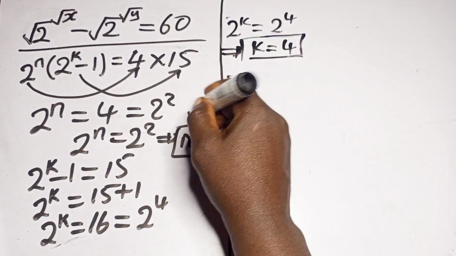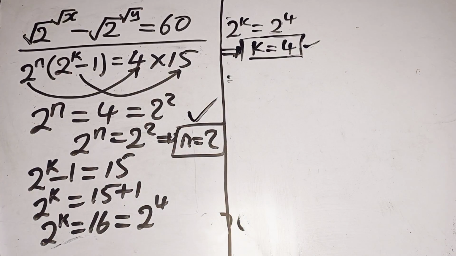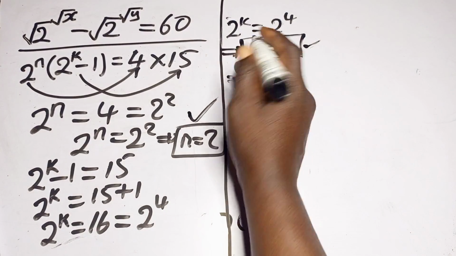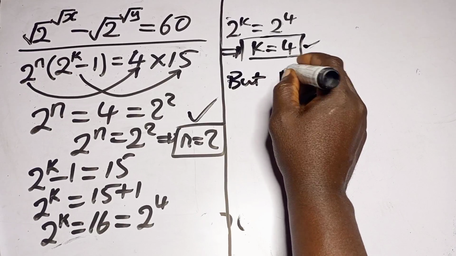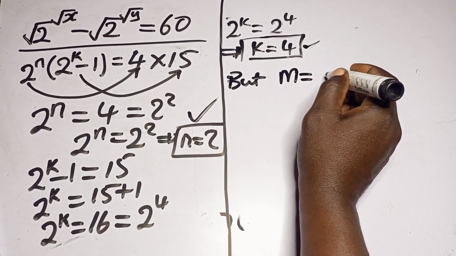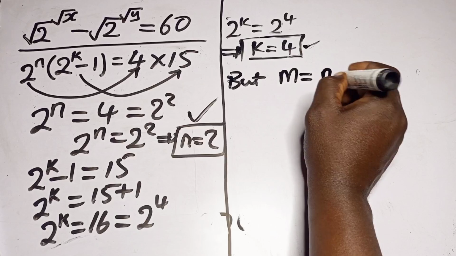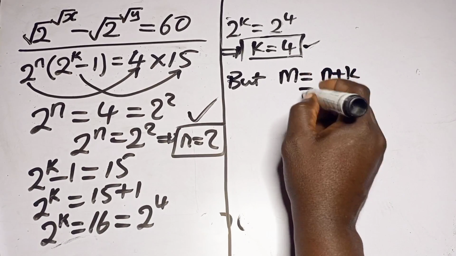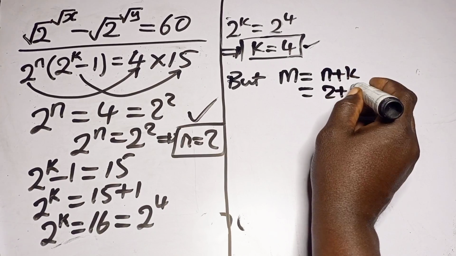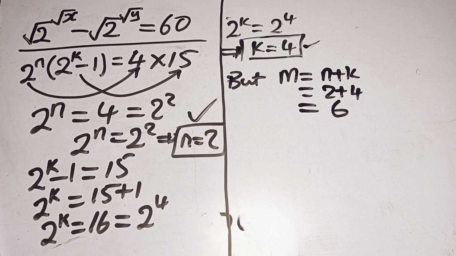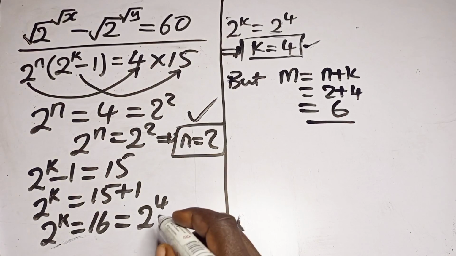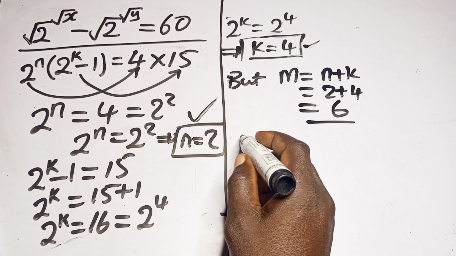Now we know the value of n and we know the value of k. Remember, we're not asked to solve for n and k. We're asked to solve for x and y. But we know that m is n plus k. So our n is 2, our k is 4. So m is 6. Now that m is 6, again, we're not asked to solve for m. We're asked to solve for x and y.